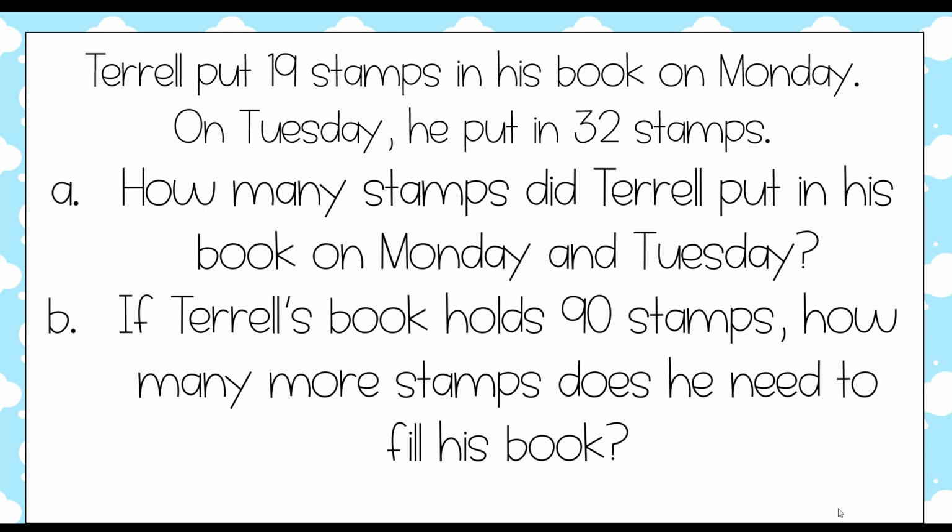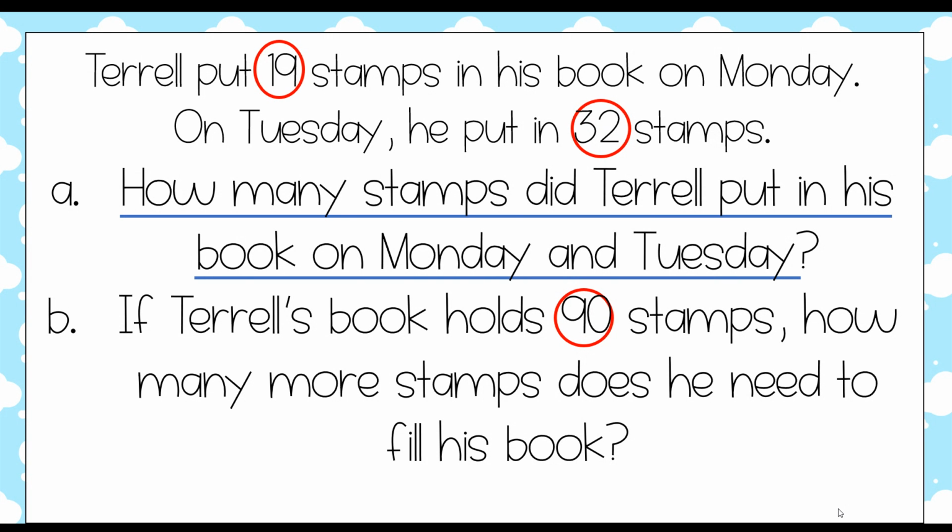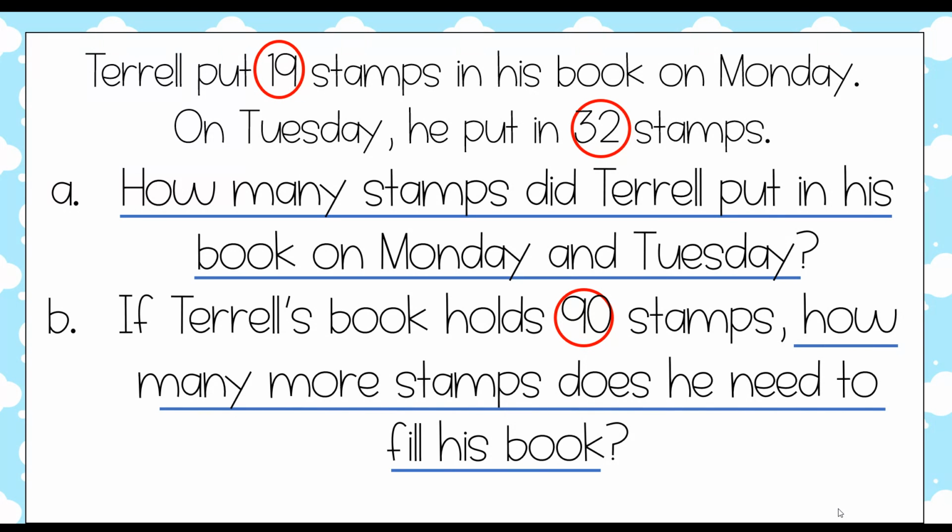The first thing we want to do is find all of our numbers. Do you see the numbers? I see 19, 32, and 90. I'm going to circle those numbers. Then I'm going to look for my questions. Well, they kind of made it easy today with questions because they gave us a Part A and a Part B. And both of those are our questions. So there's our first question. And here's our second question. How many stamps did Terrell put in his book Monday and Tuesday? And how many more stamps does he need to fill his book?